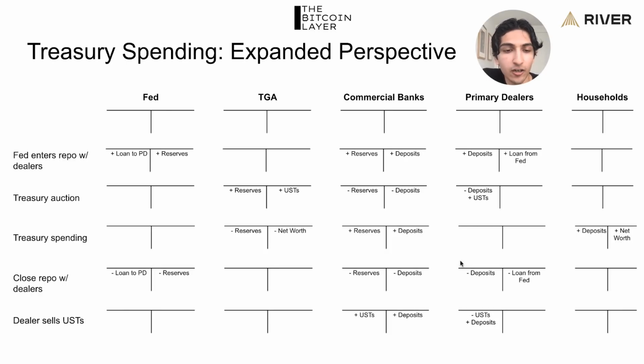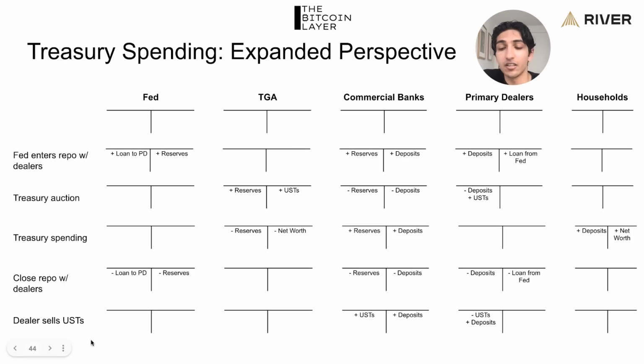So now that spending has occurred, the Fed can close the repo transaction with the dealer because the dealer no longer needs that financing. So the way that this looks is the Fed gets rid of that primary dealer repo loan, extinguishes the reserves that it had handed the commercial bank in the meantime, and the primary dealer no longer needs the deposits because it owns the U.S.